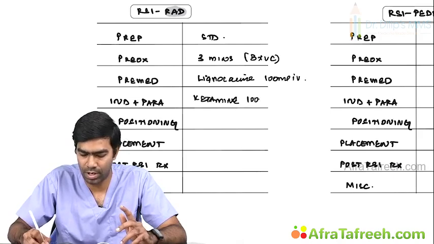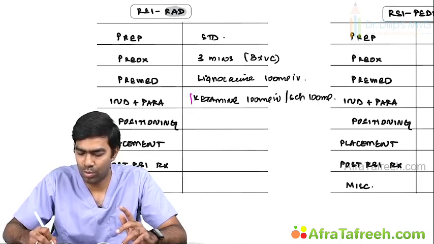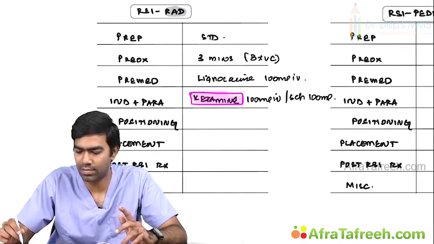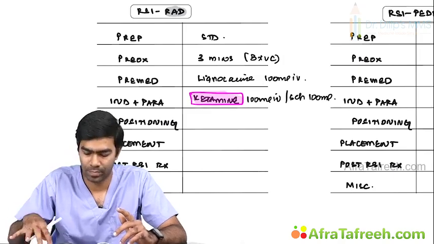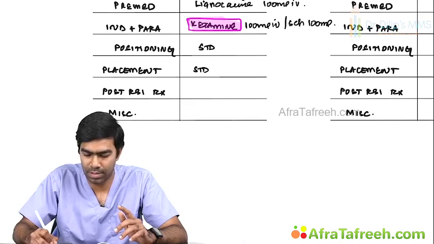Ketamine, you give 100 milligram IV followed by succinylcholine 100 milligram IV. Remember, I told you ketamine has bronchodilator properties. That is why in reactive airways disease, we prefer using ketamine. Positioning, again standard positioning, there's no significant change. Placement, again standard placement, proof by EtCO2.